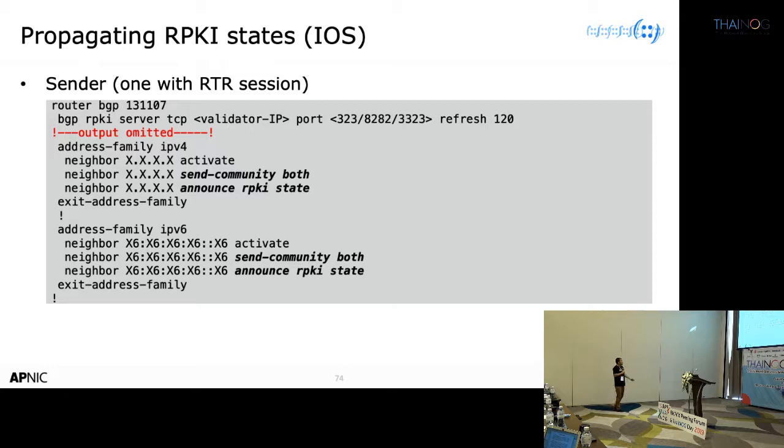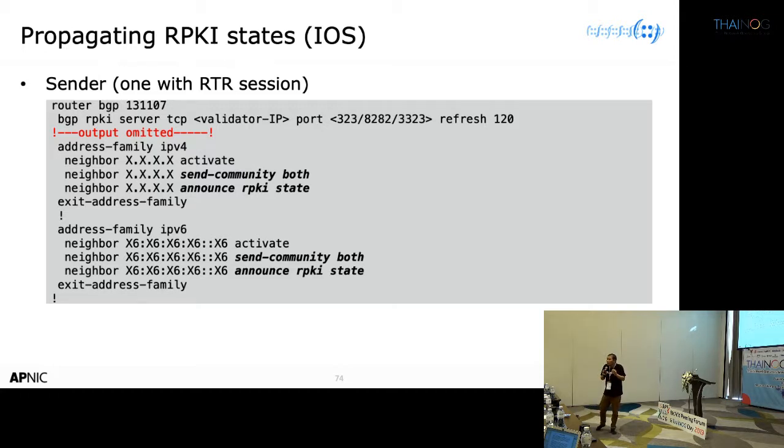On Cisco IOS, make sure you send communities; BGP by default does not send communities. You need to send communities to neighbors. But in this case, don't just type the command send community, because that command will only push standard communities, not extended communities. You need to use the keyword both. That means send both the standard and extended communities.